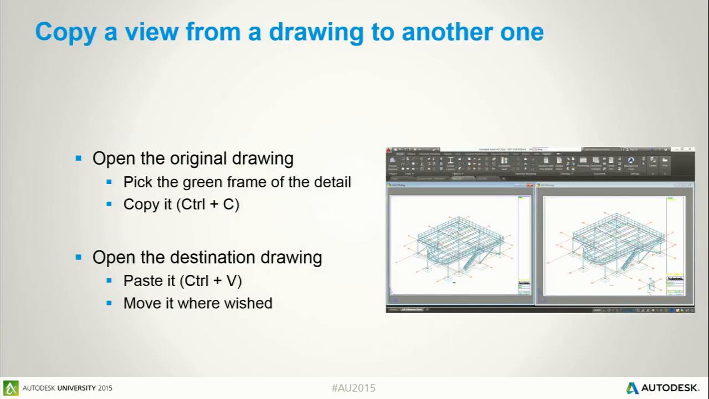And there is a way to copy a view from a drawing to another one. You cannot do it through the document manager. You have to open the two drawings, select the view with the green frame, copy with Control-C, and in the destination drawing, you just paste it, and you get the view copied from a drawing to another one.